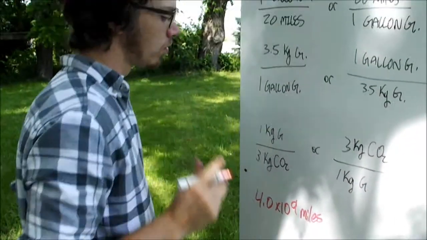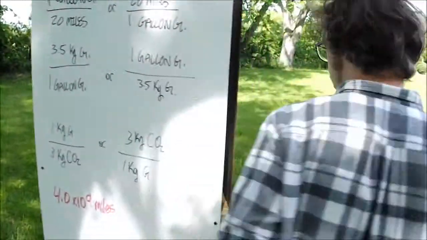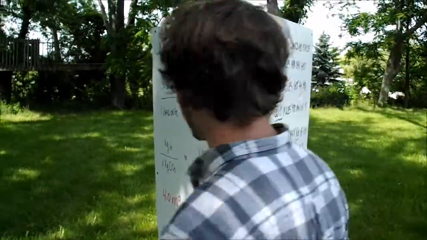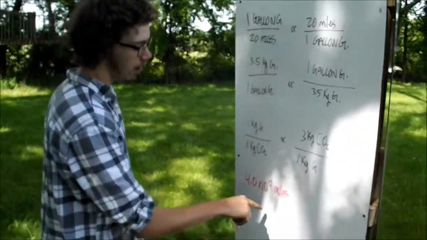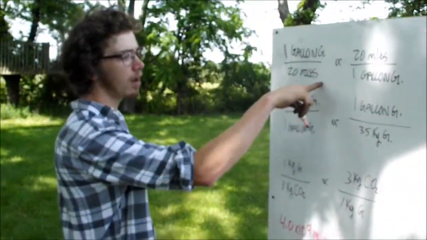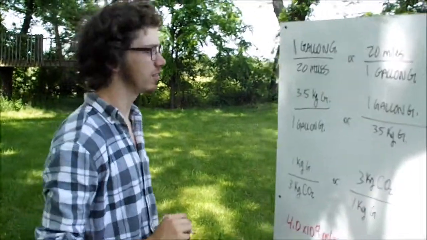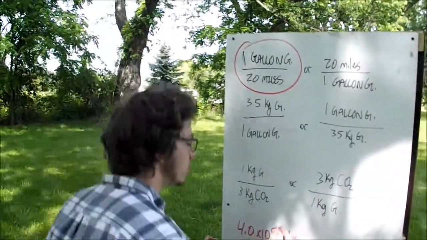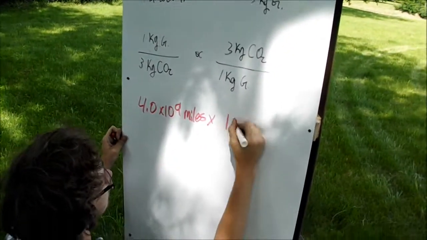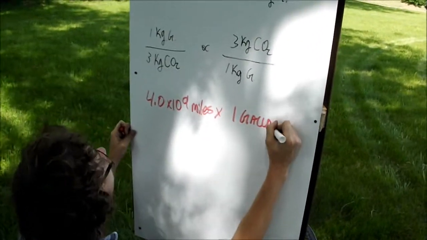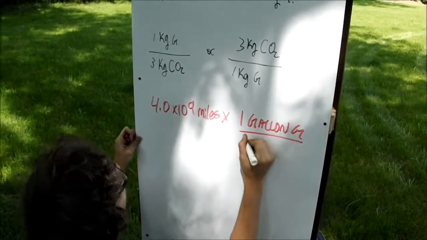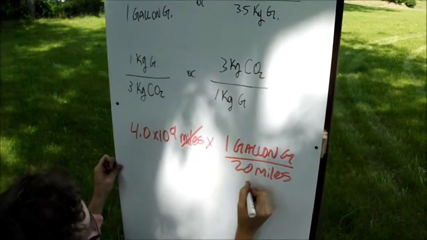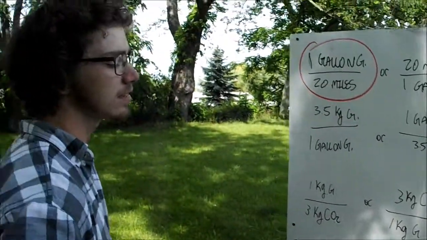Okay, so the goal of the question is to find out how many kilograms of CO2 are emitted into the atmosphere per day. Well, we know this. For every 20 miles, 1 gallon of gas is used. So that's the conversion factor I'll use. So I'm going to multiply, for every 1 gallon of gas, you get 20 miles. So our miles are canceling, leaving us in gallons of gas.